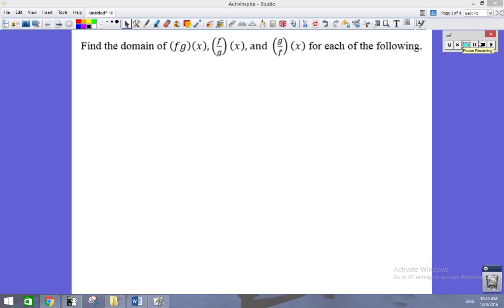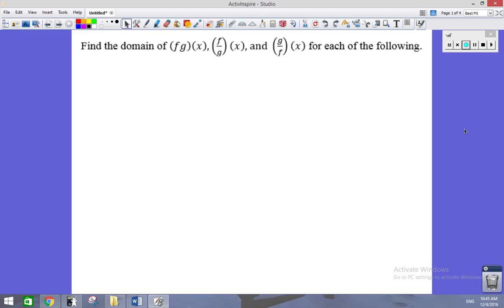Let's take a look at skill packet 3, specifically building new functions from two old functions and finding the domain of this new function. I want to do some examples where we're finding the domain. Given a function f and a function g, we're going to find the domain of this new function fg, this new function f divided by g, and this new function g divided by f.